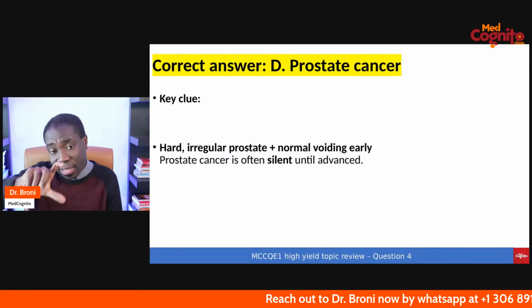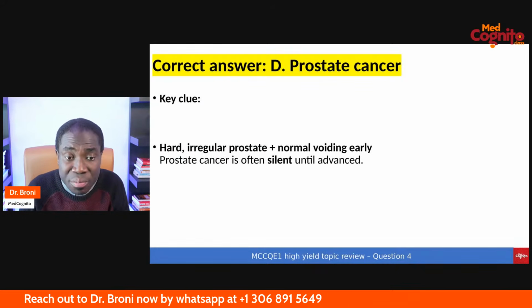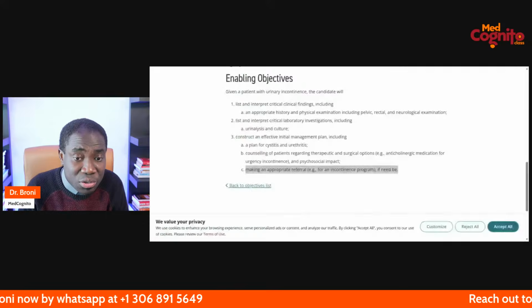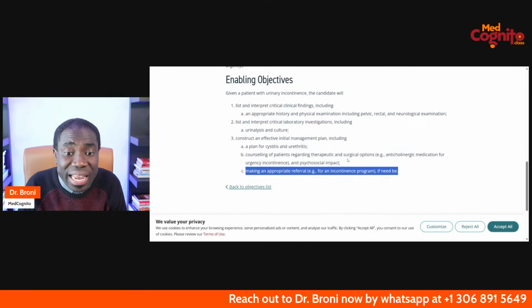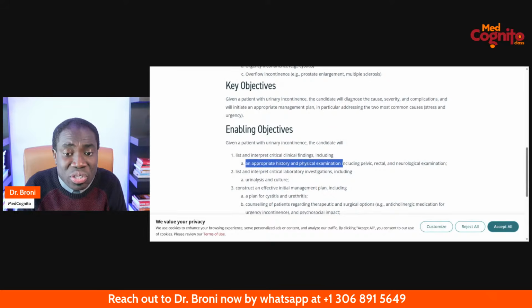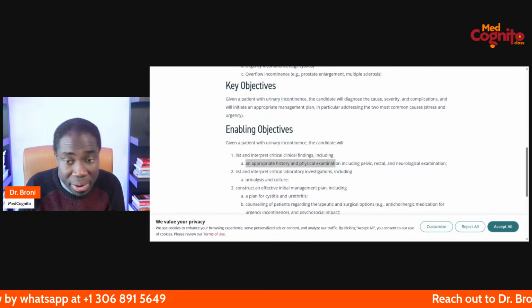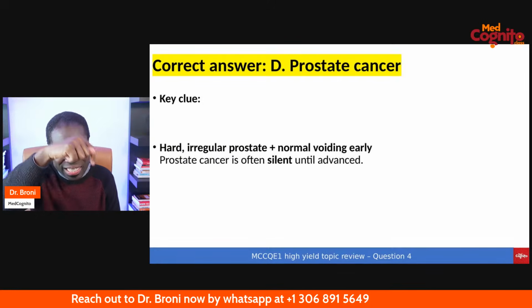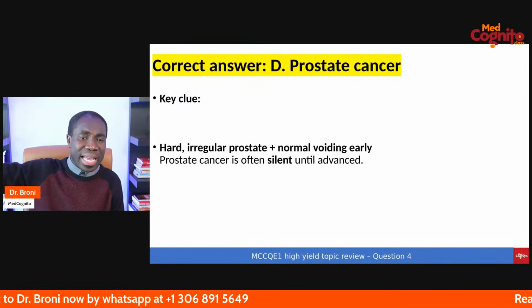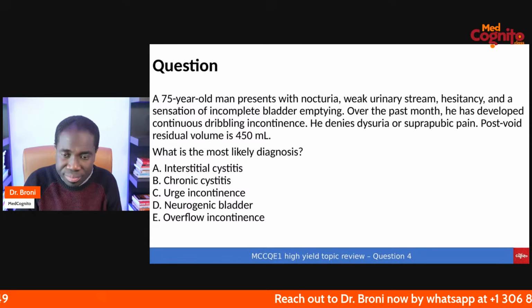How will you be able to tell prostate cancer on physical exam? Remember, as part of the whole thing, the medical council wants you to be able to use an appropriate history and physical exam to be able to tell BPH, benign prostatic hyperplasia, from prostate cancer. So let's go back. Prostate cancer. What are the features? There's a hard, irregular prostate, normal voiding early. Prostate cancer is often silent until it's advanced.